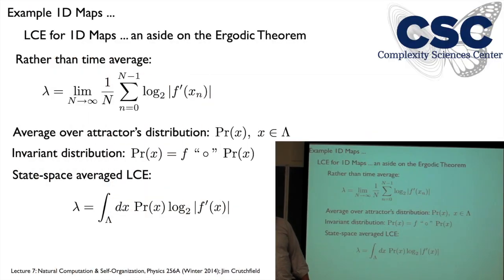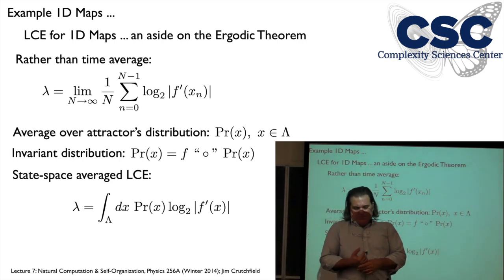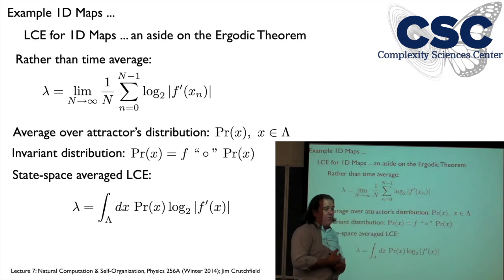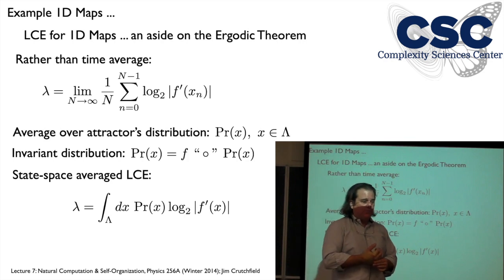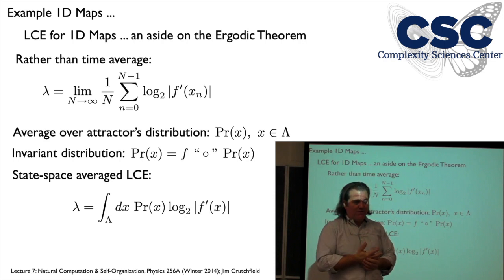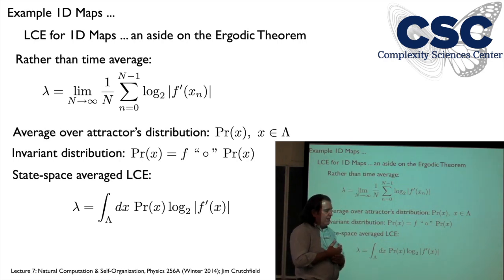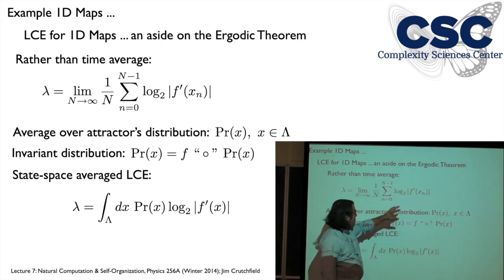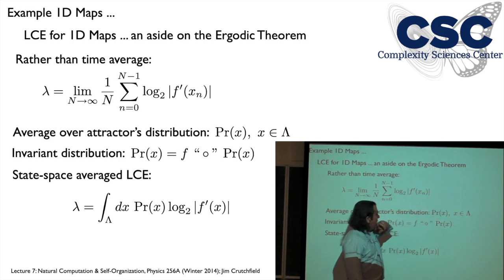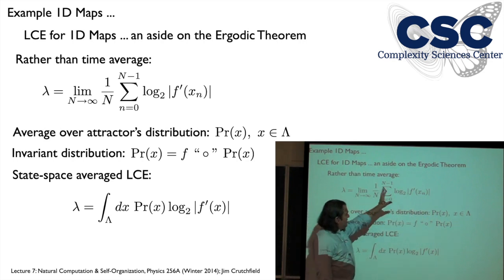A little bit of an aside. In the case of one-dimensional maps and simple multi-dimensional discrete time maps, there are other ways of calculating the Lyapunov exponent. This is a little bit of presaging our discussion of the origins of probabilistic behavior in maps, which we'll start doing next week. So rather than do this time average, this is what's called the ergodic theorem. It goes way back to Poincaré and Boltzmann and early mathematical physicists.